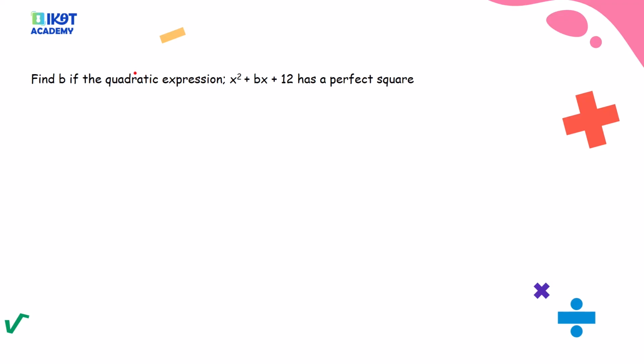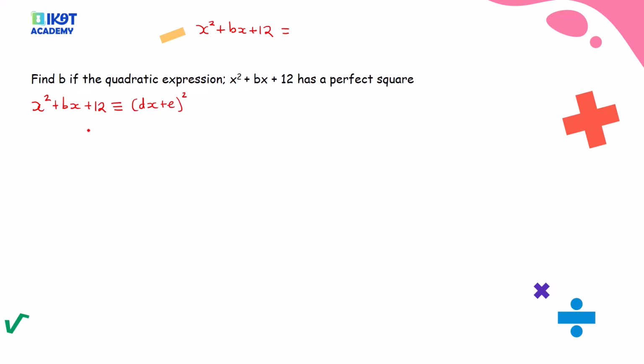So this question says, find b if the quadratic expression has a perfect square. So we said for any quadratic equation to be said to have a perfect square, it should be able to be expressed as the square of one expression. So let's start from here. x squared plus bx plus 12 should be equivalent. Notice not equal because these are different expressions.